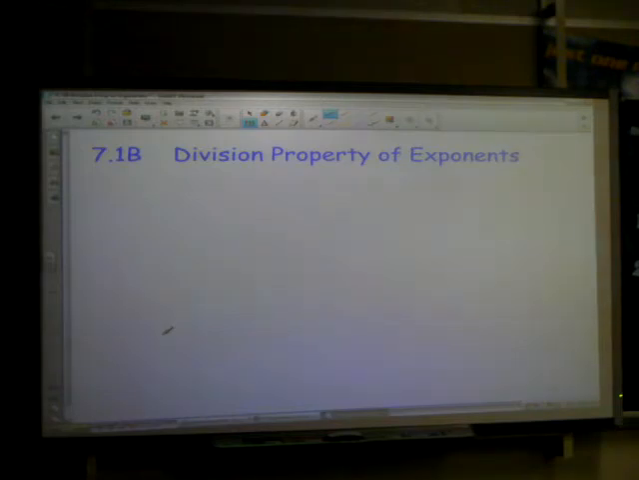All right, just to remind us of what we did yesterday, you can write this down again if you want, we talked about the multiplication property. And what did we do with the exponents when we were multiplying? Add them. So just x to the a plus b. Alright, that's the multiplication property.